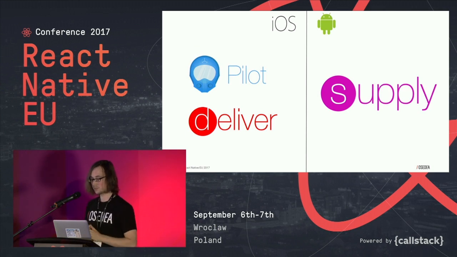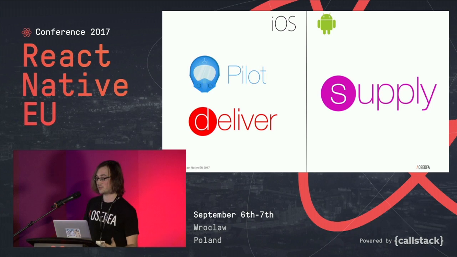So Supply accomplishes on Android the same task as Pilot and Deliver do on iOS. The one main advantage is only having to configure a single tool on Android and being able to cherry-pick builds and go to prod easily, which is not something that you can do on iOS.